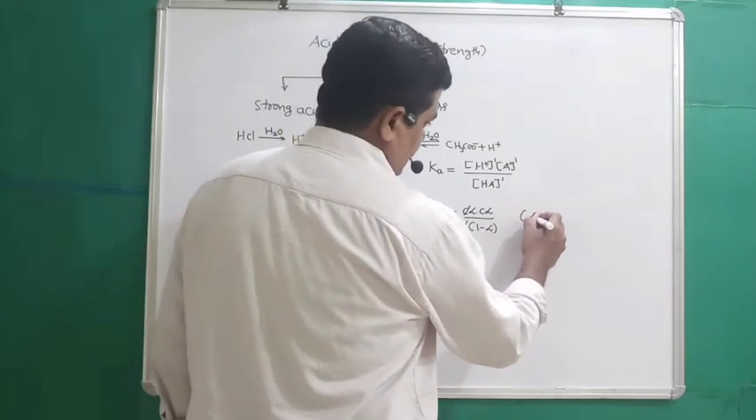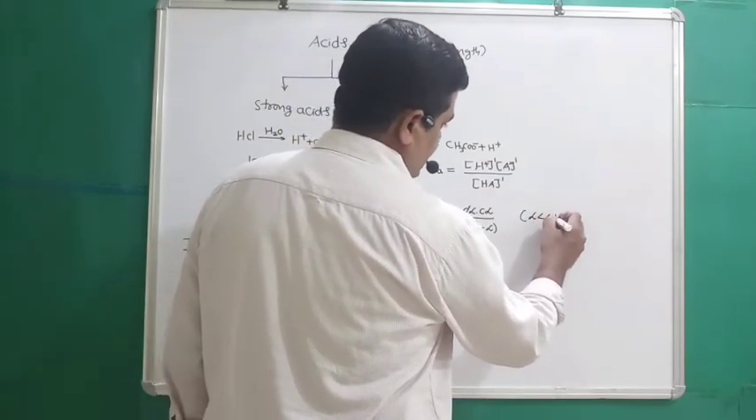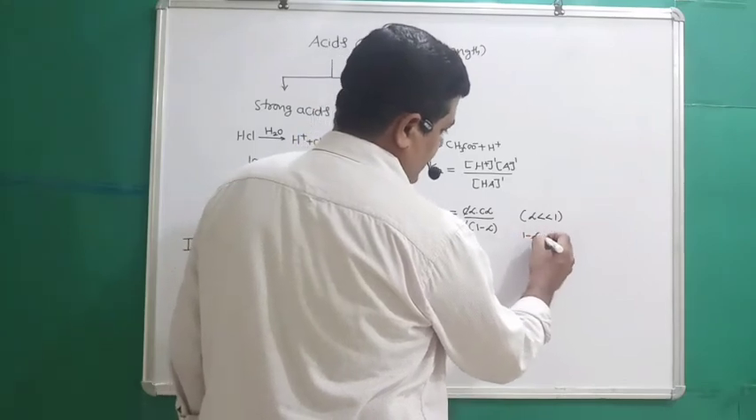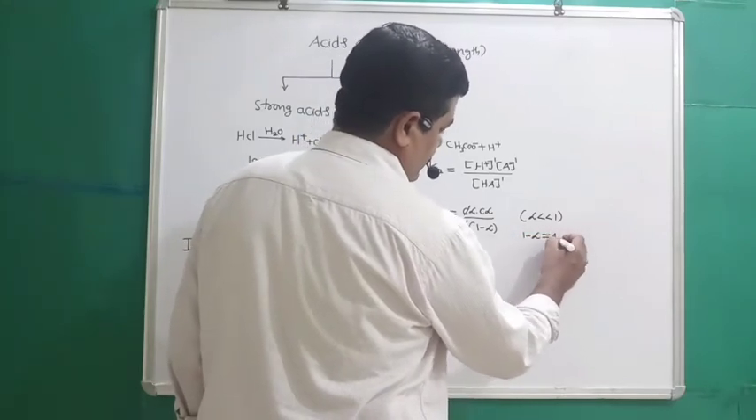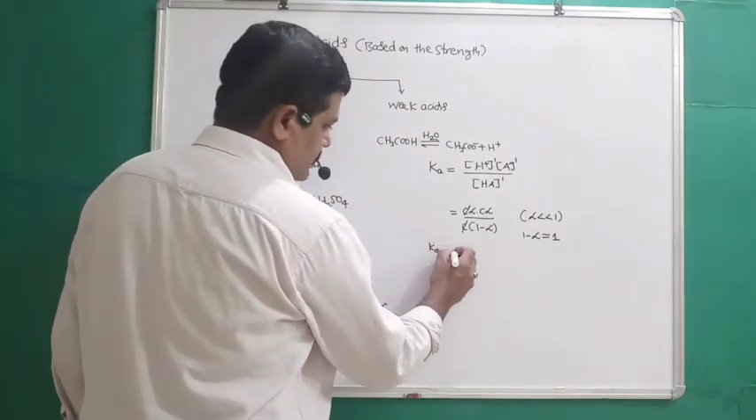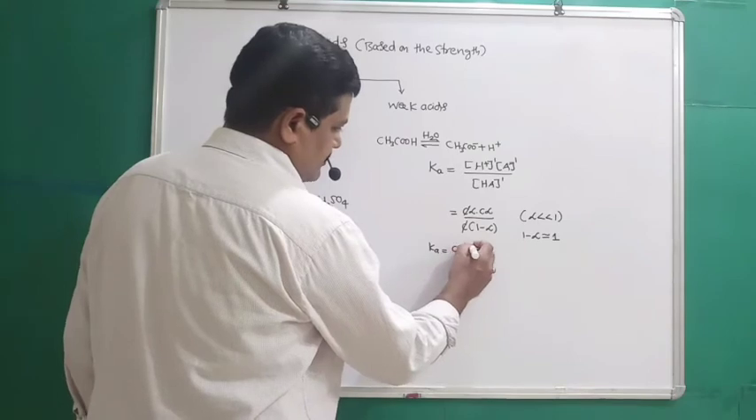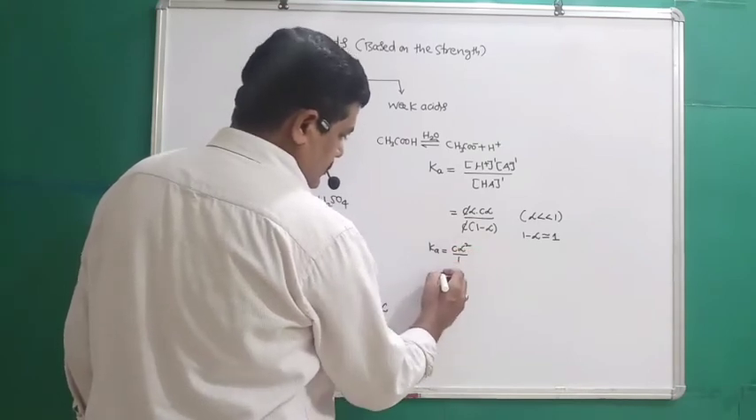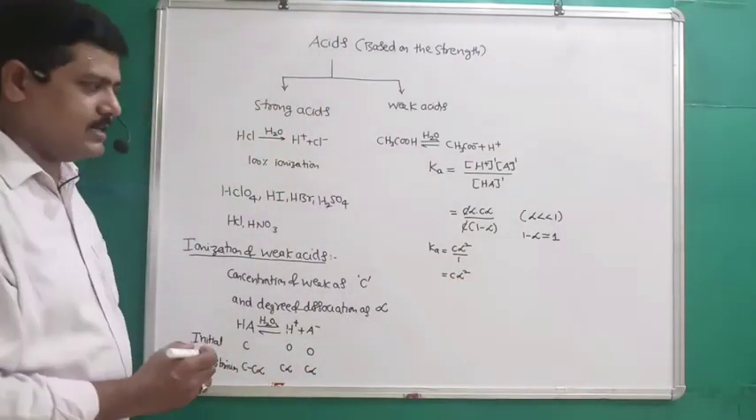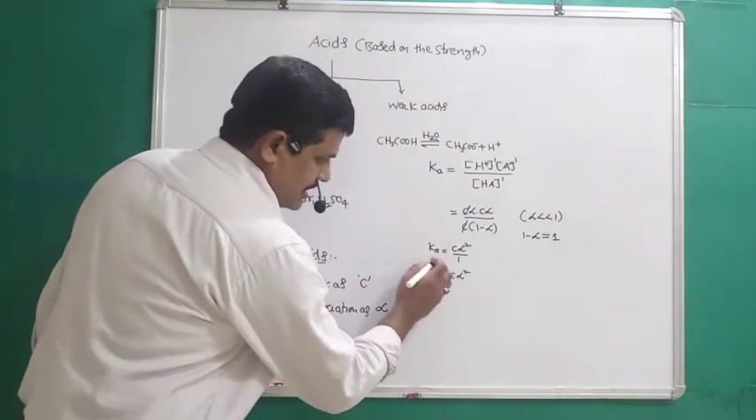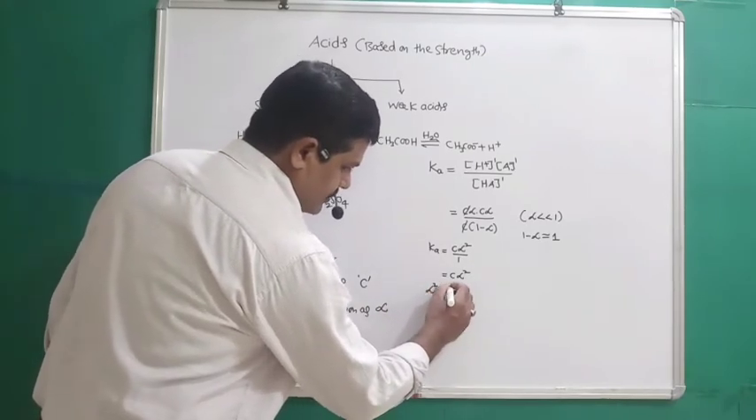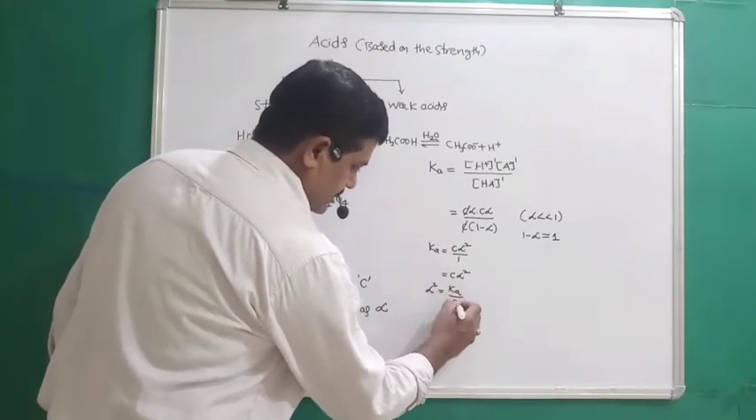Here generally for the weak acids, alpha is very much lesser than 1. So 1 minus alpha is approximately equal to 1, right? Then Ka is equal to C alpha square by 1, which is Ka equals C alpha square, right? So if you transfer C to the opposite side of the equation, alpha square is equal to Ka by C, right?